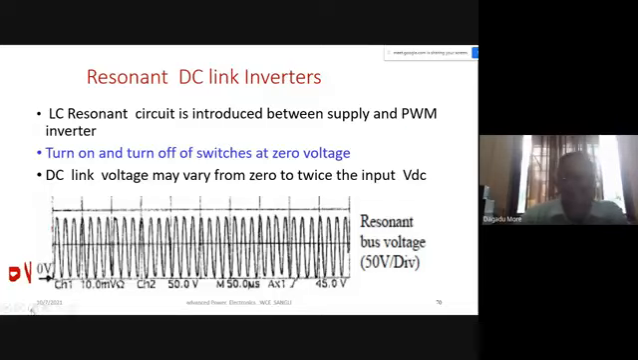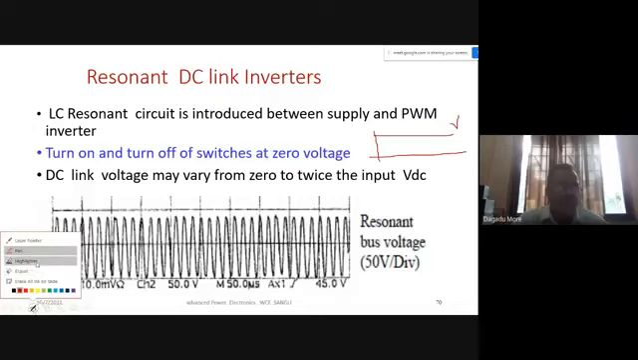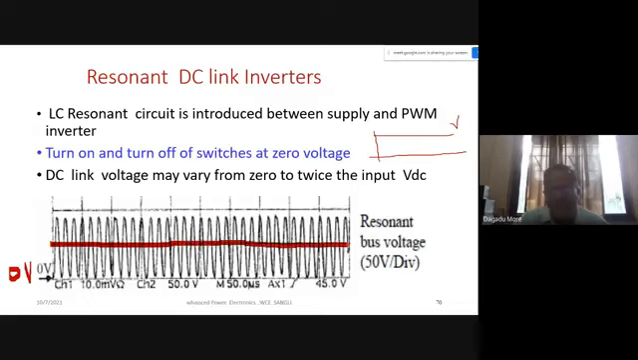In a conventional case, in case of VSI, our DC link voltage is constant and ripple free. We'll show it here on the diagram. This is our DC link voltage in case of VSI, a constant value. This is 0 volt here, and this is the value.